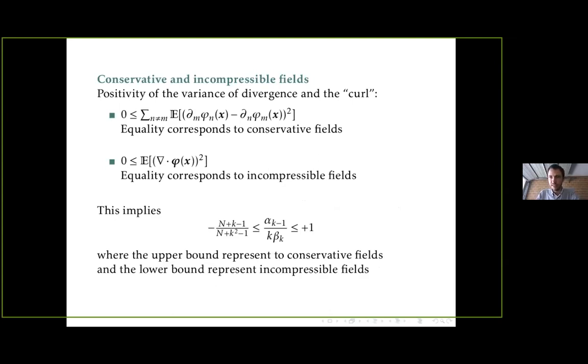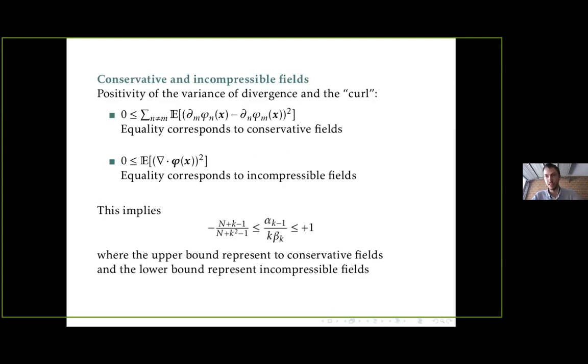We give a little bit of interpretation of these things. So we have some inequalities that come from requiring that the first point here, what we can call a generalized curl, is positive. It's just a variance of this, and of course it's the expectation of something squared, so it's going to be positive. Equality in this case would correspond to conservative fields.